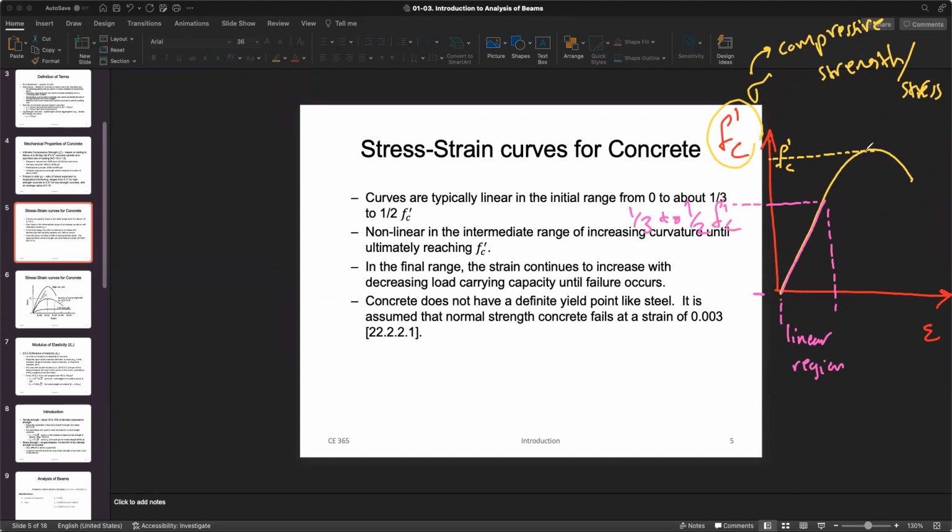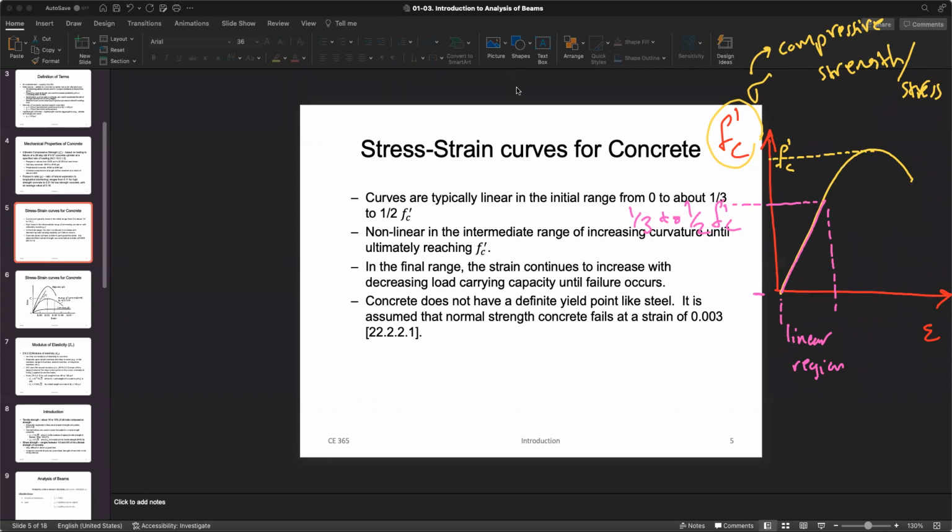So F prime C is here, right? From 1/3 to half of F prime C, this region goes linear. That's an estimation. Why are we not so sure? Because it is a brittle material. It is hard to exactly capture different behavior on this stress strain diagram. Then it is non-linear in the intermediate region, of increasing curvature until ultimate f prime c.